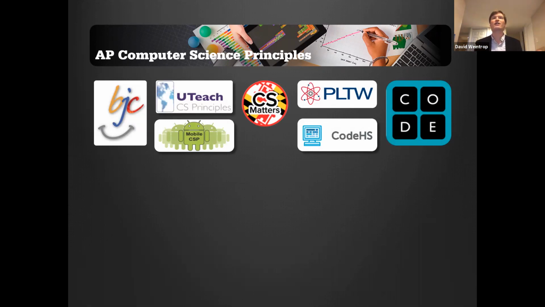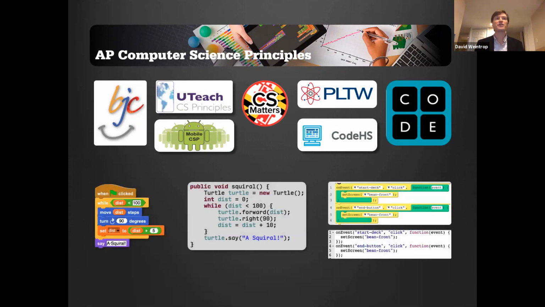And so here are 7 different curricula that have been approved for this class. And interestingly, these different classes are using different programming environments. So there are some approved classes that are using things like Scratch that are block-based. There are some that are using Python and Java, and there are others like code.org that are using environments that are a blend of block-based and text-based.